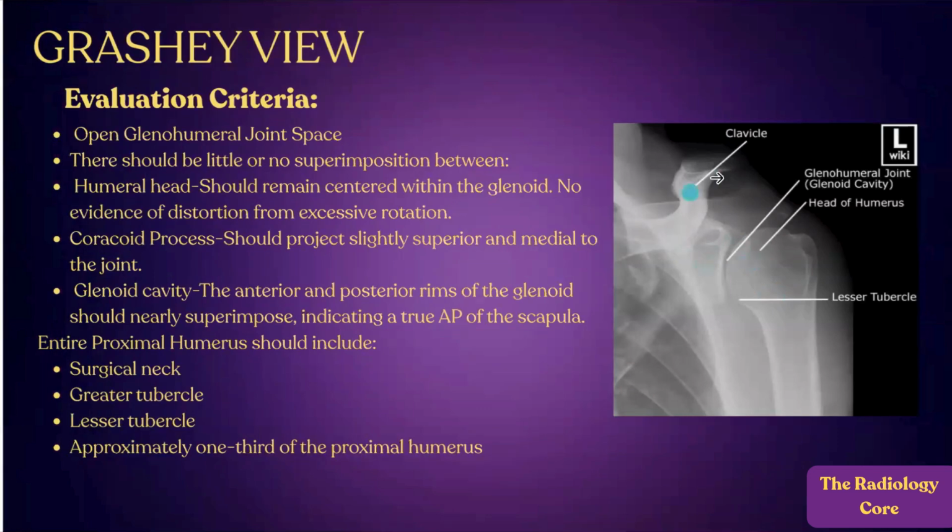The glenoid cavity, you're going to see the anterior and posterior rims of the glenoid, and that should nearly superimpose, indicating a true AP of the scapula. The entire proximal humerus should include the surgical neck, the greater and lesser tubercle, and approximately 1/3 of the proximal humerus.